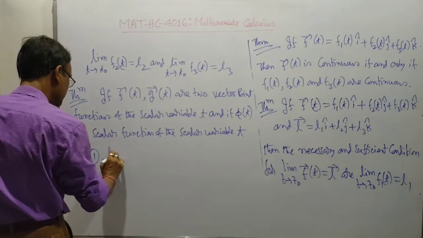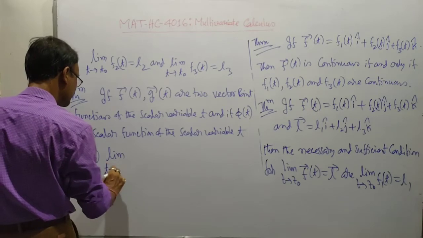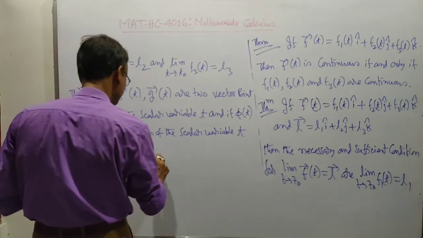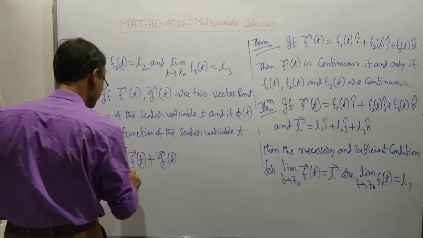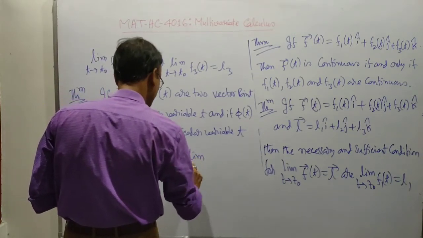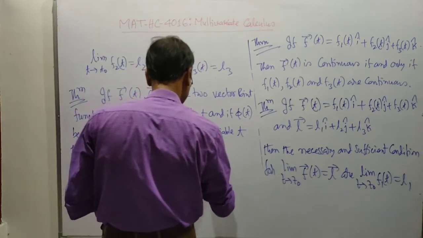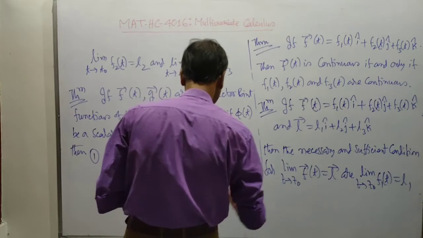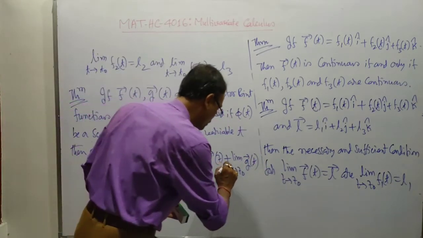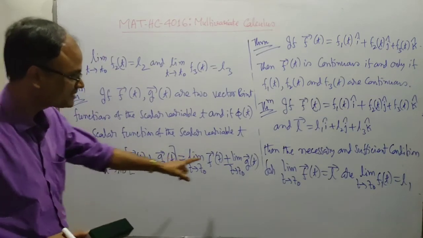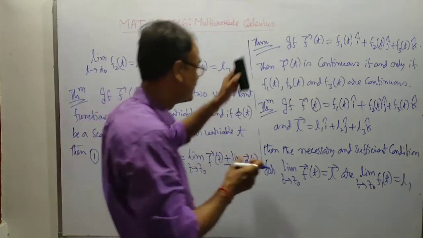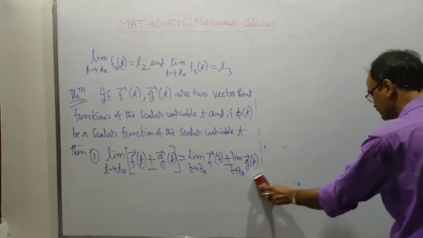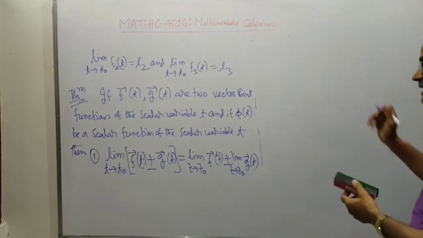Number one, limit as t tends to t naught of f dash t plus g dash t is equal to limit as t tends to t naught f dash t plus limit as t tends to t naught g dash t. Similarly, if you put the negative sign here also, if it is plus, it is plus. If it is minus, it is minus. Just same thing as scalar calculus.